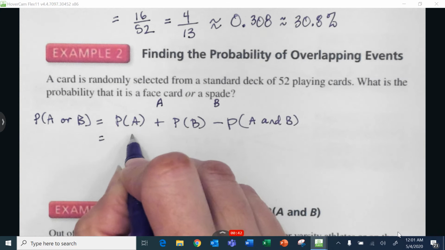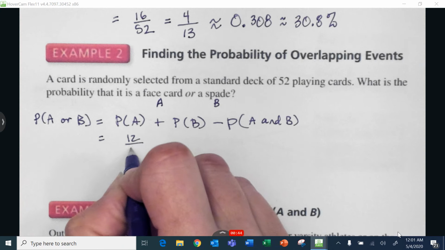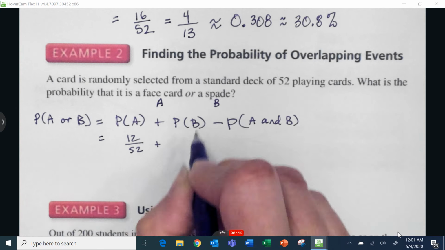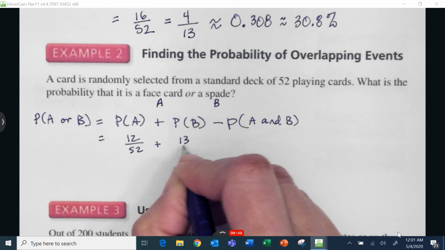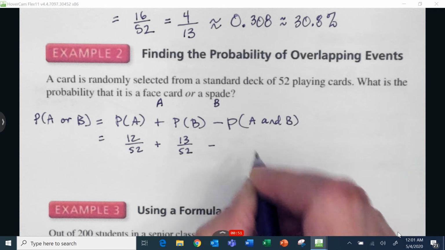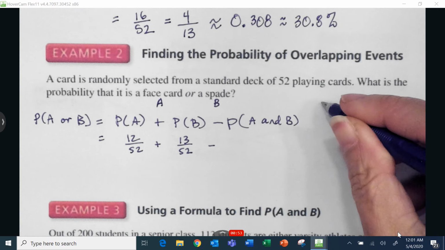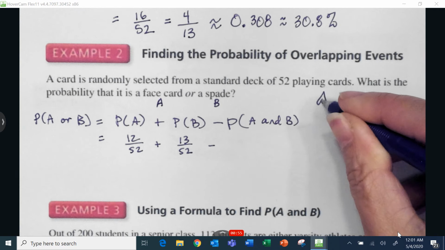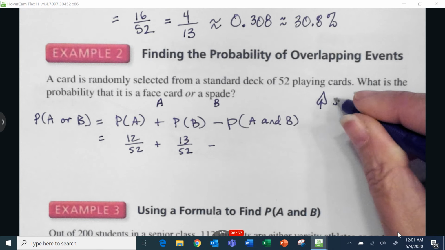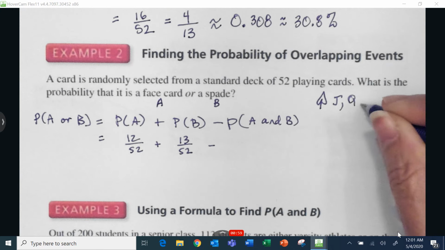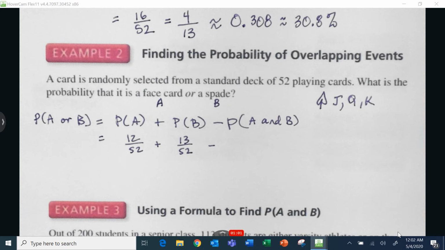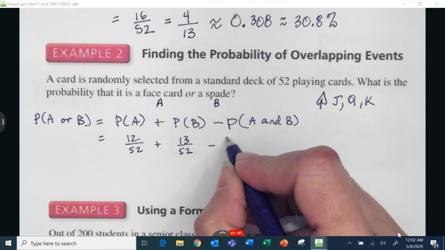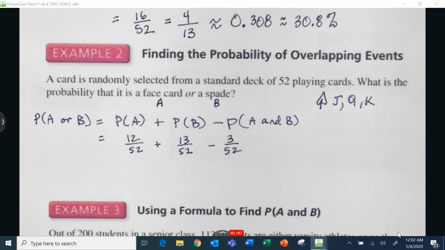So the probability that it is a face card is going to be 12 out of 52. The probability that it is a spade is 13 out of 52. There are some spades that are also face cards. We have the jack, the queen, and the king that are face cards and spades. So that's going to be subtracting off 3 out of 52.